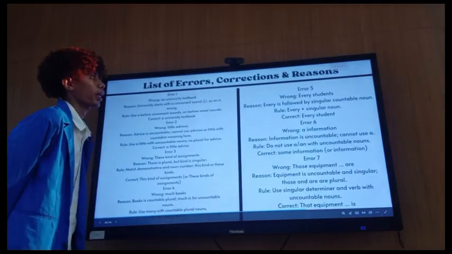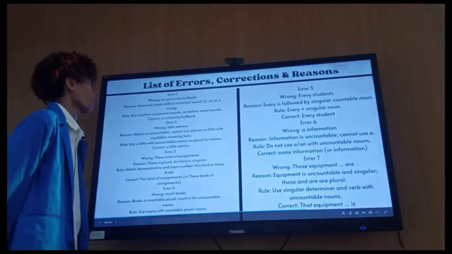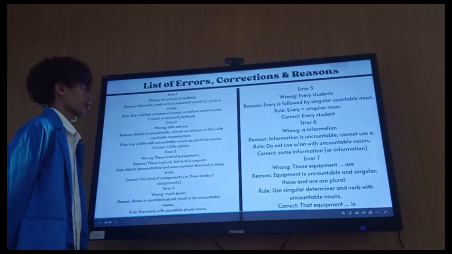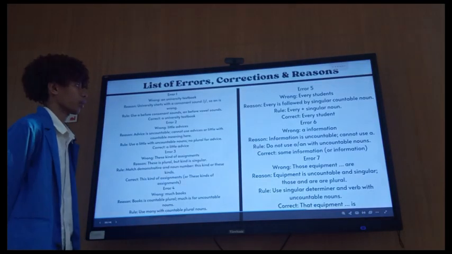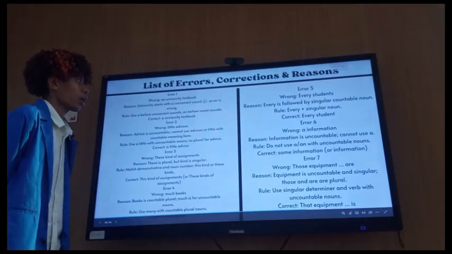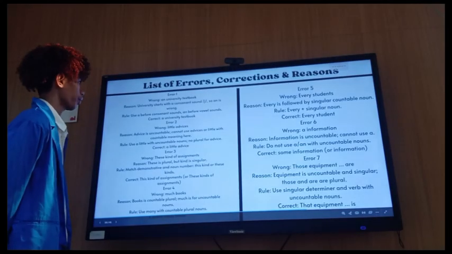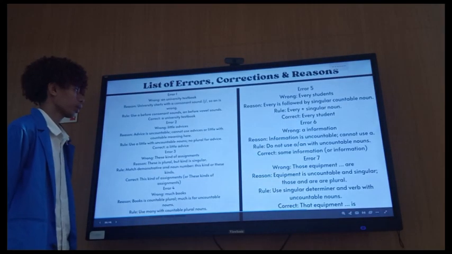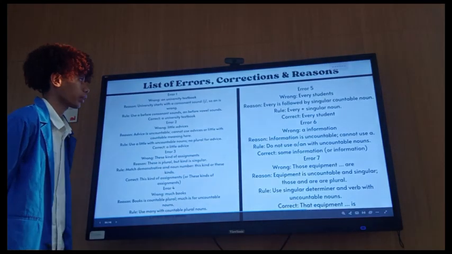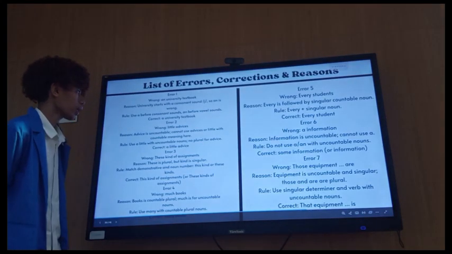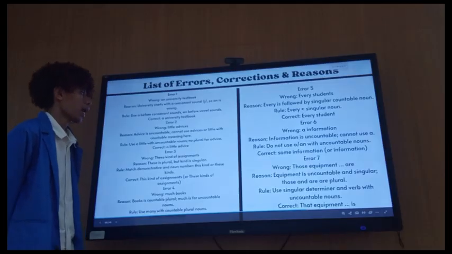List of the errors, corrections, and reasons. Error 1. Wrong: an university textbook. Reason: university starts with a consonant sound, /j/. So "an" is wrong. Rule: use a before consonant sounds and an before vowel sounds. Correct: a university textbook.